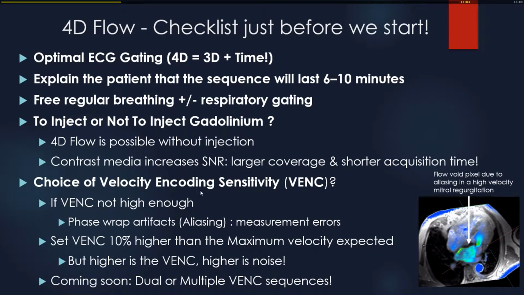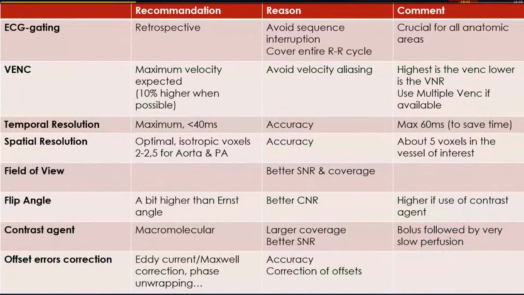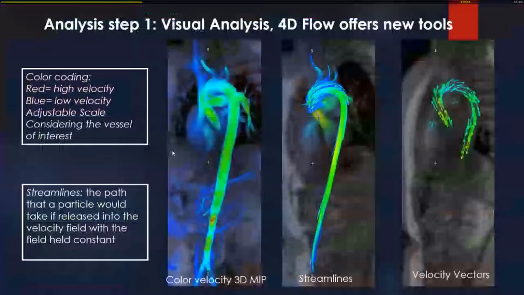As always, like when we do an echo-Doppler assessment of velocity, we have to choose the right velocity encoding sensitivity to avoid phase wrap artifacts, as here. We can have this flow void as an aliasing or phase wrap artifact. That's why we set our Venc 10% higher than the maximum velocity that we expect. These are a couple of parameters that we need and use. Once you have set them, you keep most of them, and you can find them in a paper I will recommend to you later.